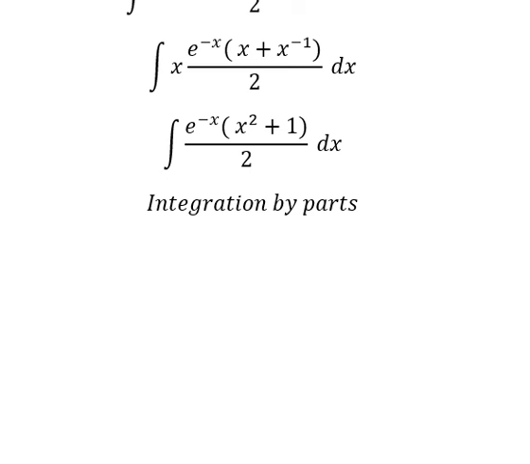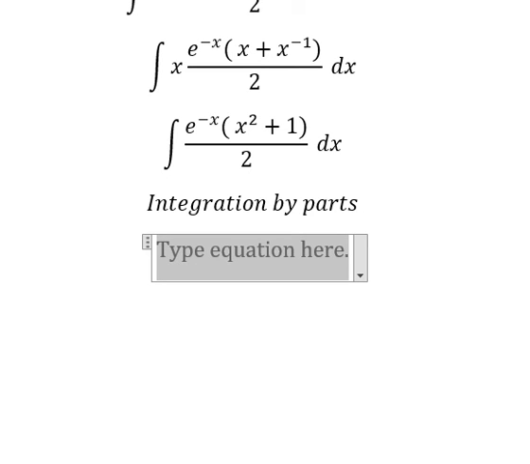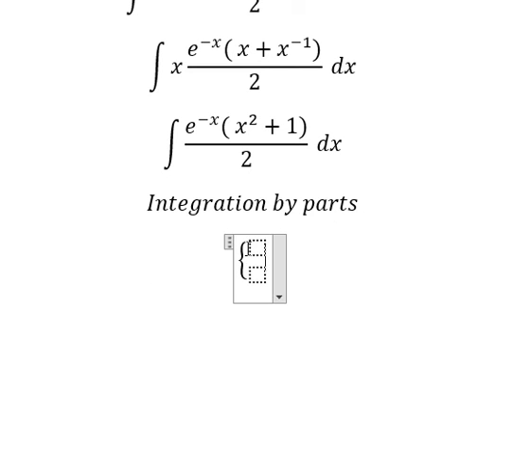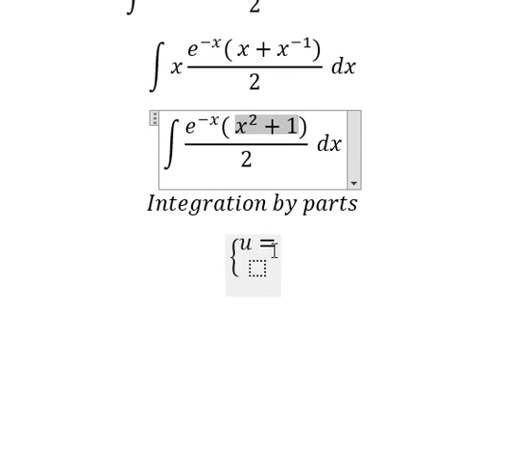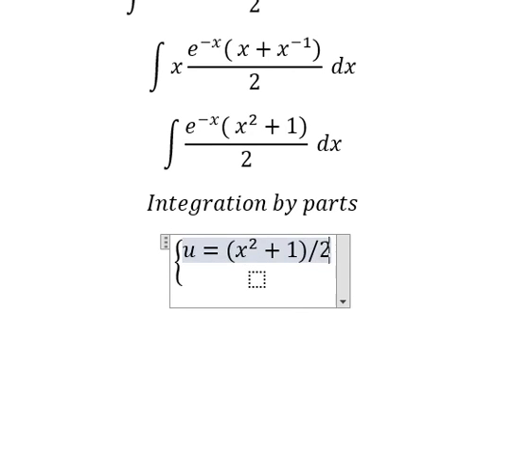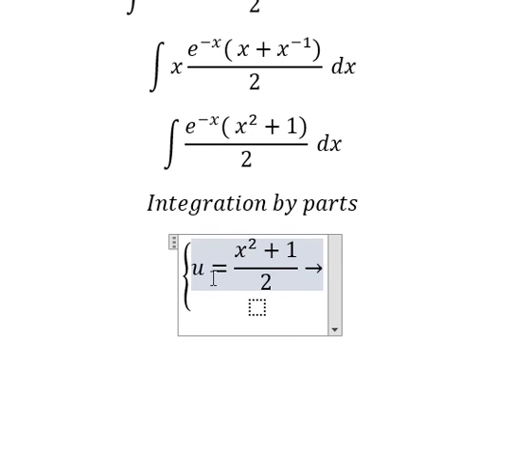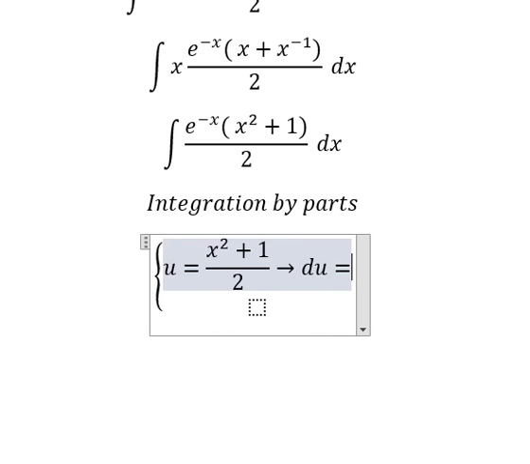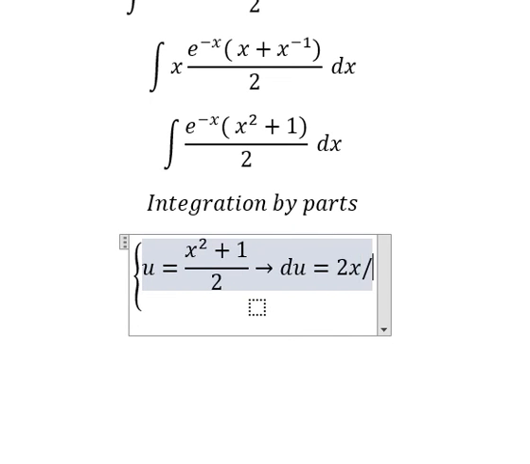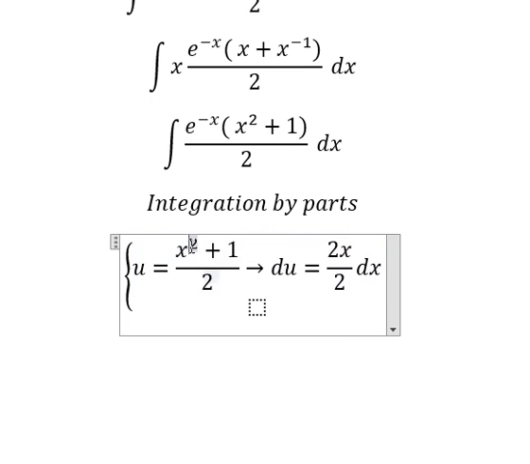So I will put this one. I will put u equals s squared plus 1 over 2. So if we do the first derivative for both sides, we have 2s over 2 ds. This one we have 2s after we do the first derivative. This one that is the constant, so you get 0. 2 divided by 2, we have 1.